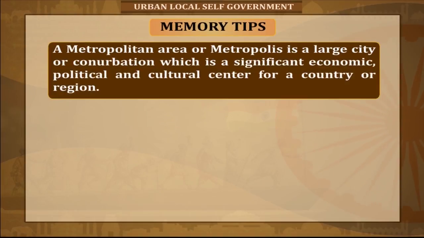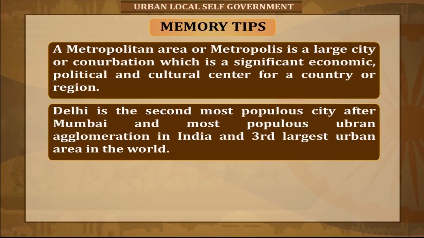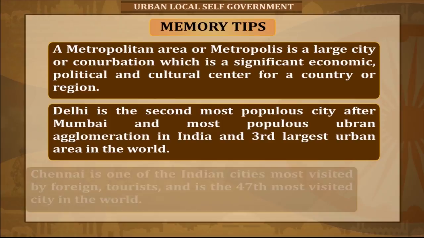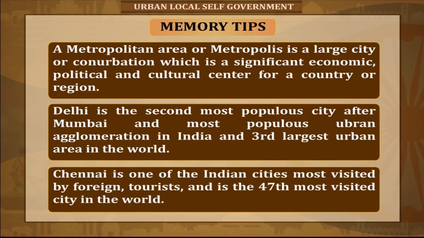Memory tips. A metropolitan area or metropolis is a large city or conurbation which is a significant economic, political or cultural center for a country or region. Delhi is the second most populous city after Mumbai and most populous urban agglomeration in India and third largest urban area in the world. Chennai is one of the Indian cities most visited by foreign tourists and is the 47th most visited city in the world.